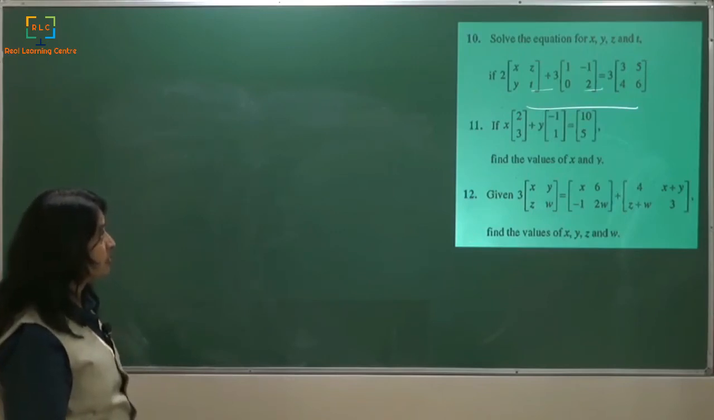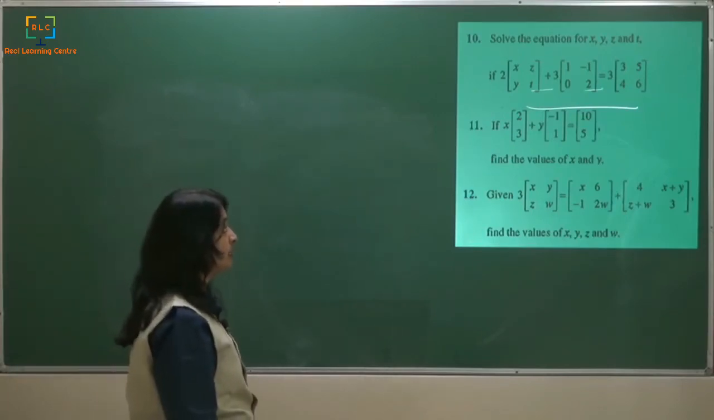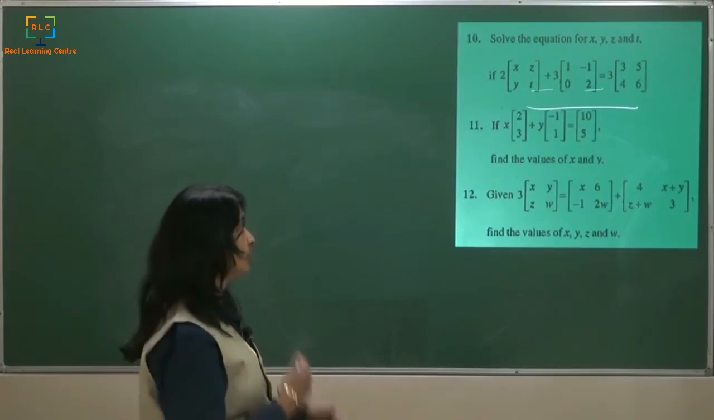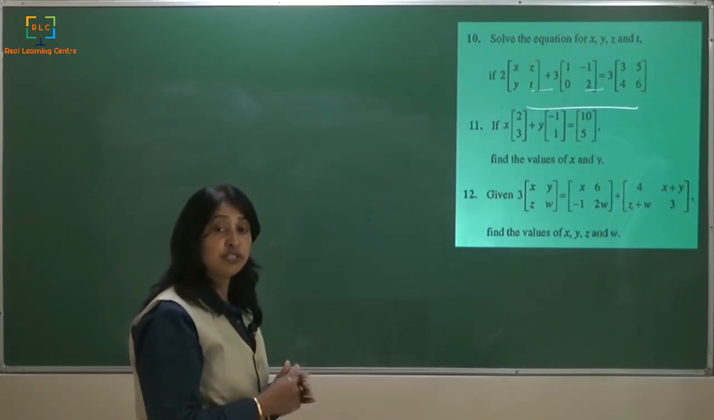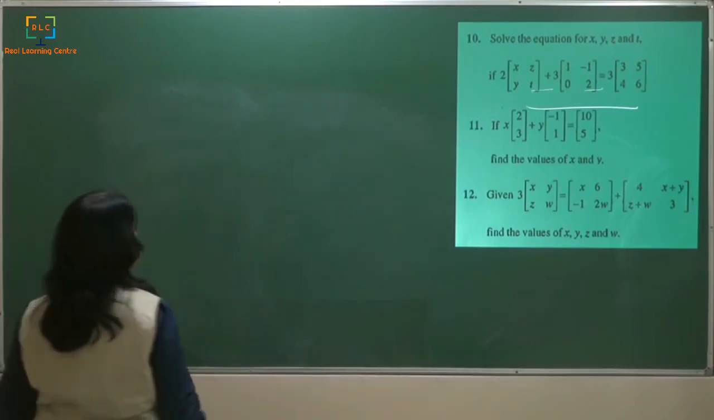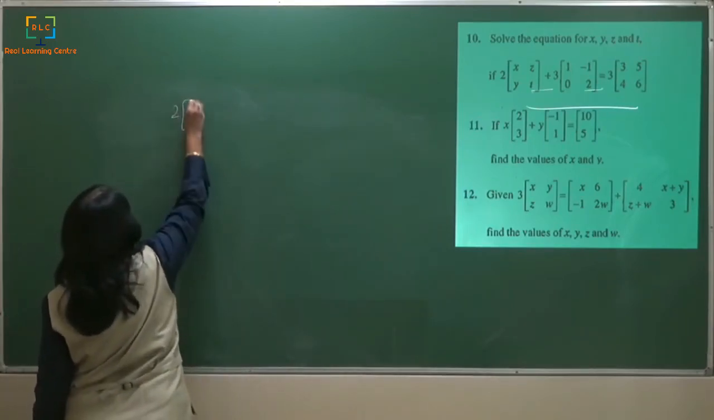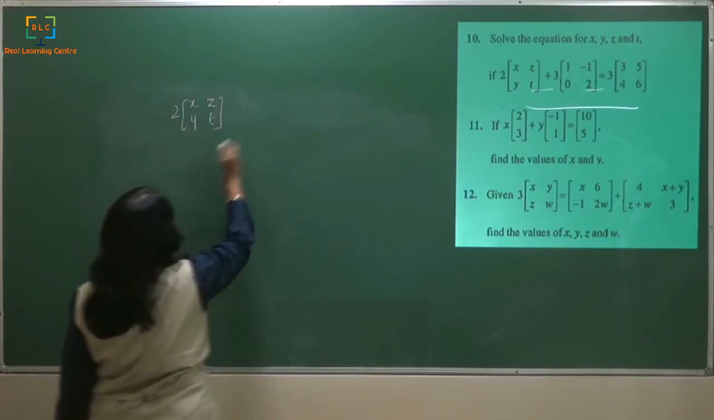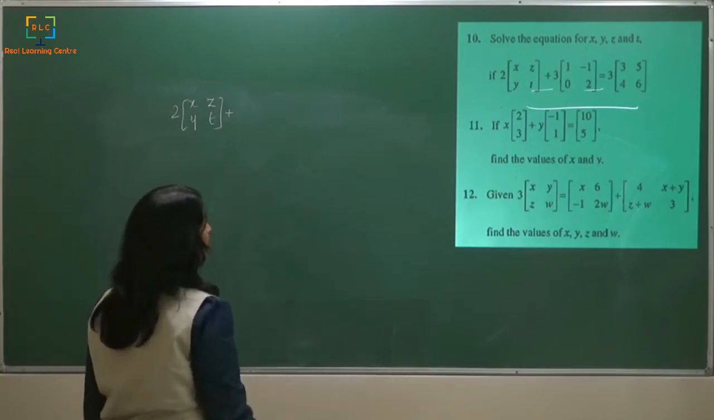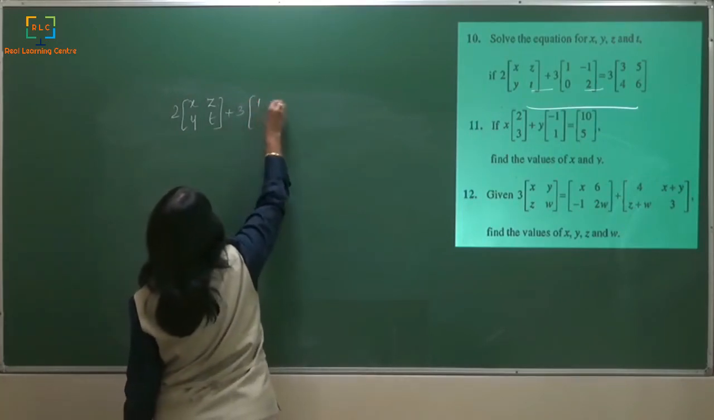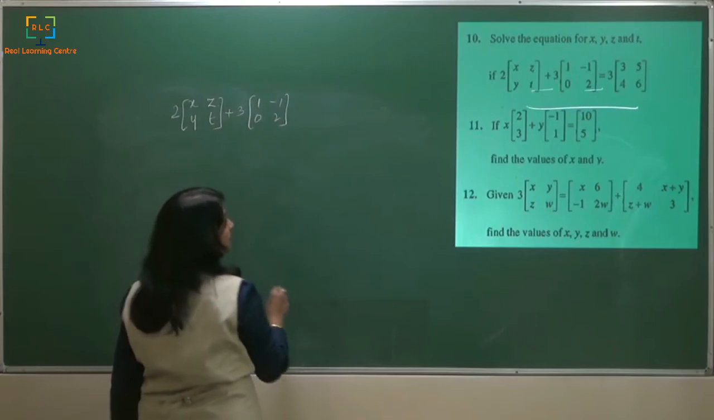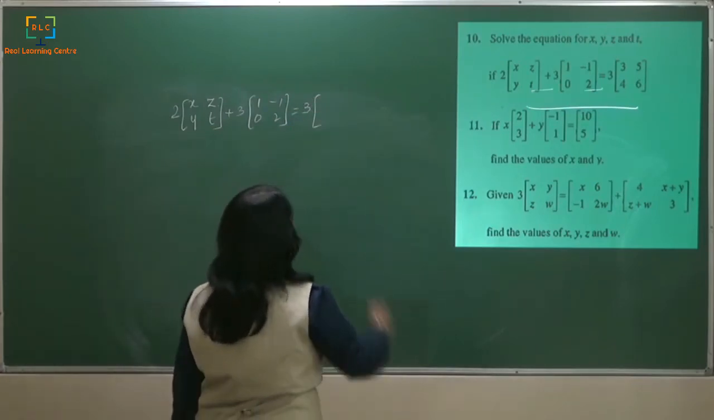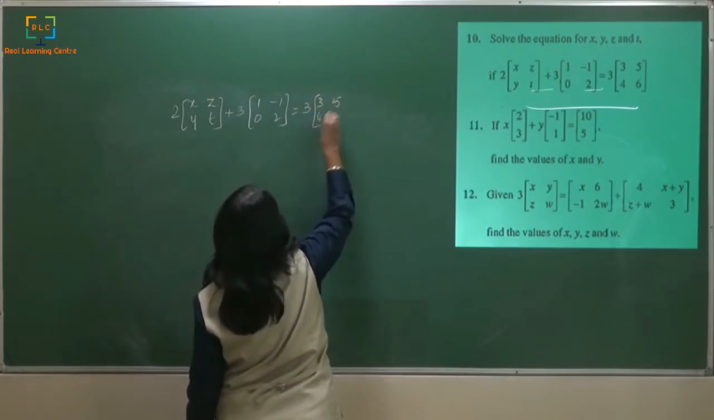Solve the first equation. See, you have solved the equation for x, y, z and t they have given, and I want you to follow a certain idea where you can cut short the procedure. You need not multiply everything. I shall write the entire equation, the entire question. 2 into the matrix x, z, y, t, and then you have plus 3 into the matrix 1, minus 1, 0, 2 is equal to 3 into once again the matrix 3, 5, 4, 6.